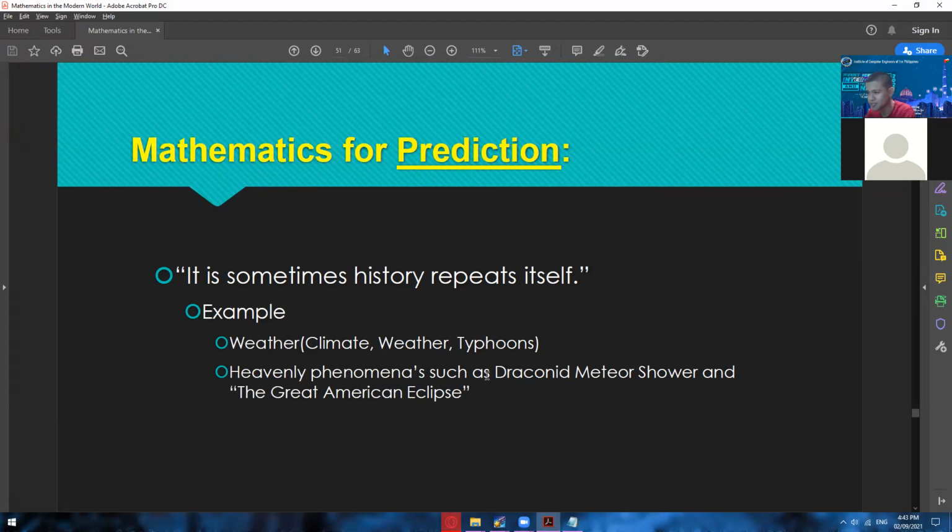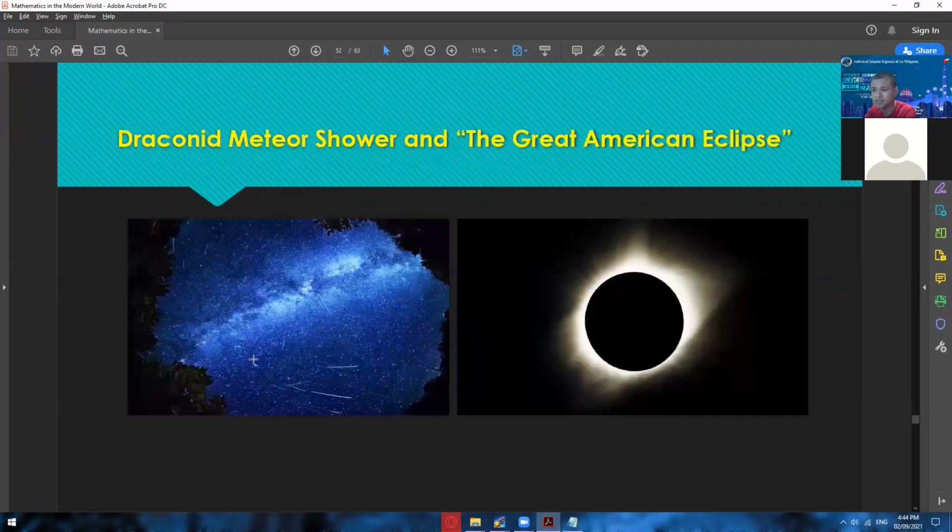The same with this one: heavenly phenomena such as the Draconid meteor shower and the Great American Eclipse. We can predict when those two phenomena will happen again. This is the Draconid meteor shower, and this is the Great American Eclipse. If I'm not mistaken, the Draconid will happen again in October 2024, and for the American eclipse, I forgot, but I think it's 2024.